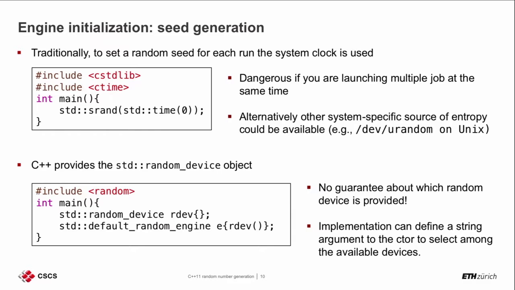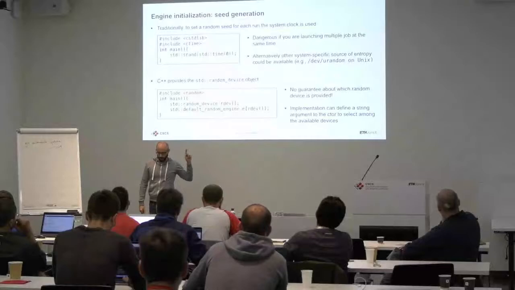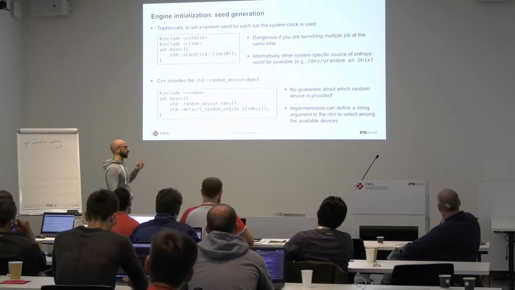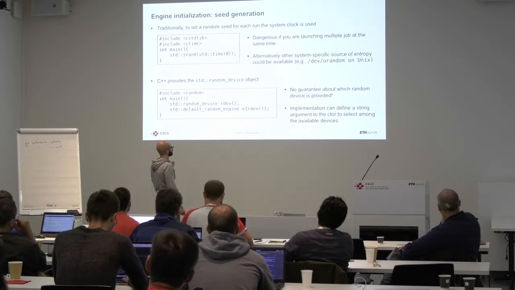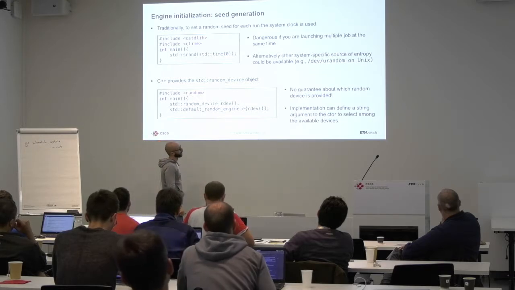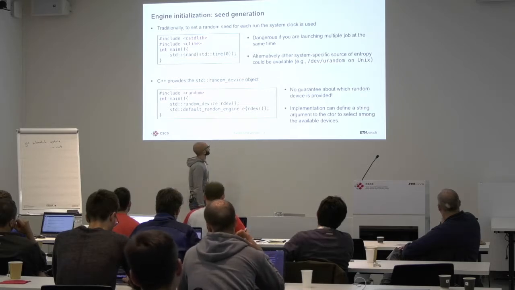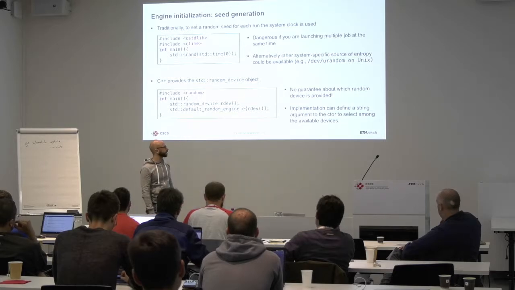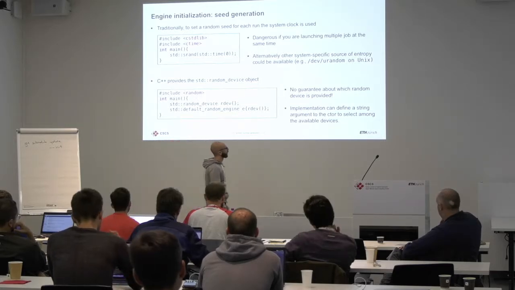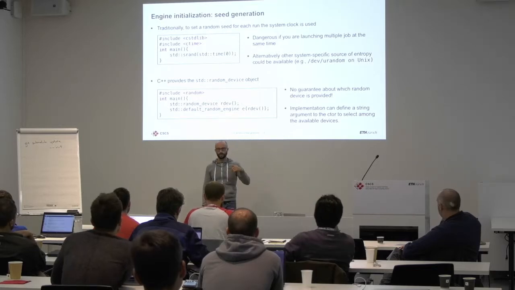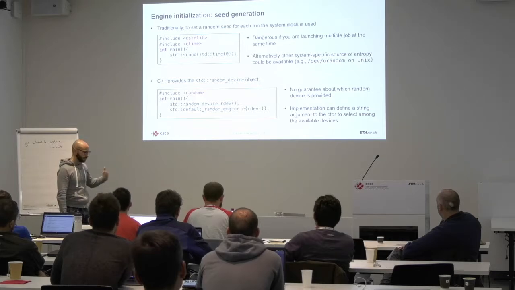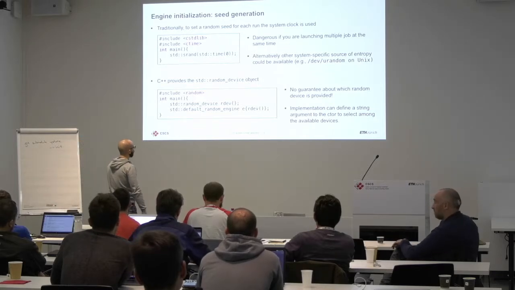With modern C++, you have this random device that is linked to a random device of the system, and it will give you a real source of causality that you can use to initialize the random engine. The thing is that there is no guarantee of which device you are using to get this seed. It depends on the implementation, and in some cases there is a string argument that you can use to define what this source of randomness is for the initialization of your random engine.